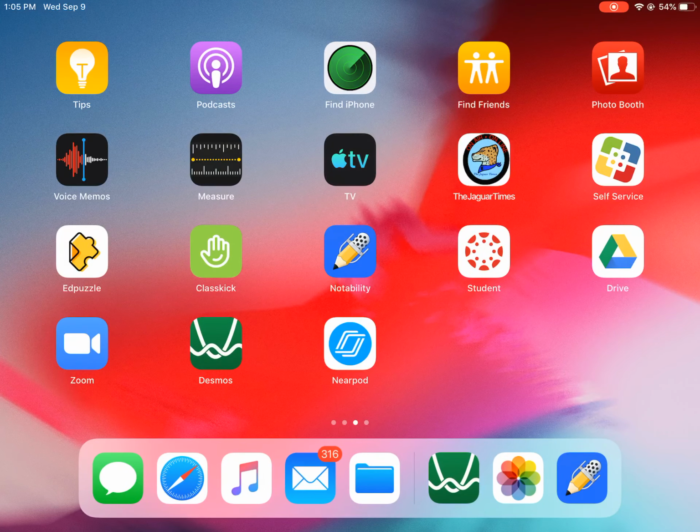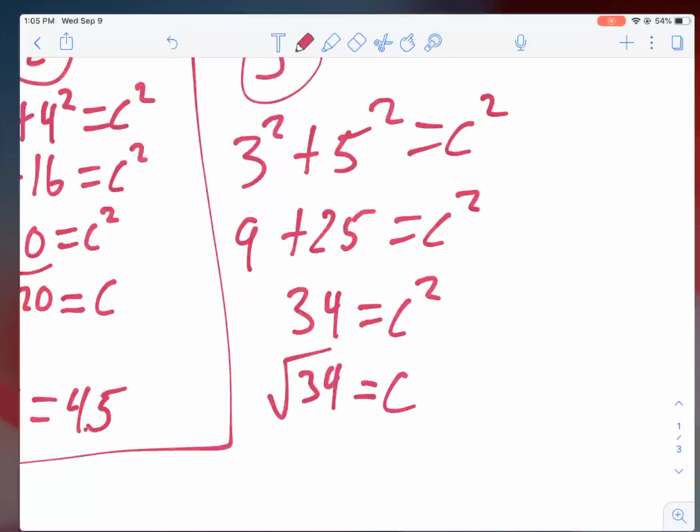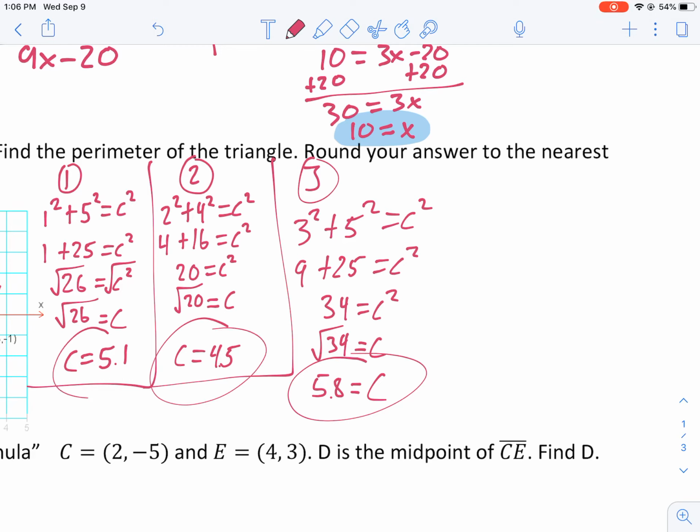I'm going to guess this is going to be about 5.8. I'm really just guessing right now. 5.8. All right, 5.83. That rounds down. So c equals 5.8. So now we have our 3 side lengths.